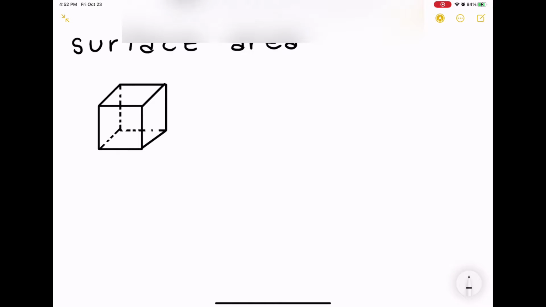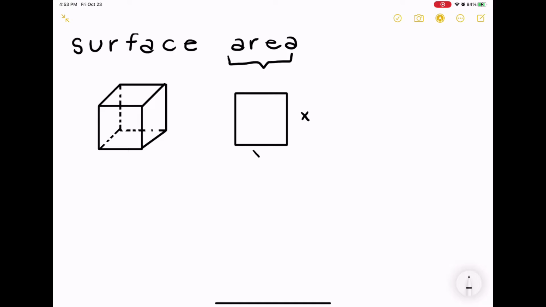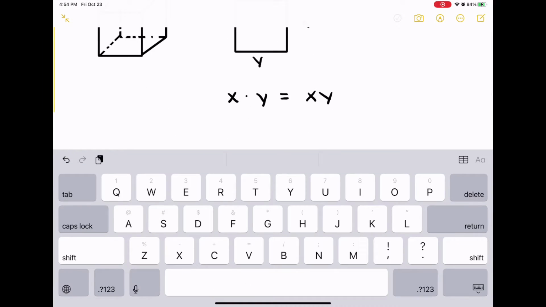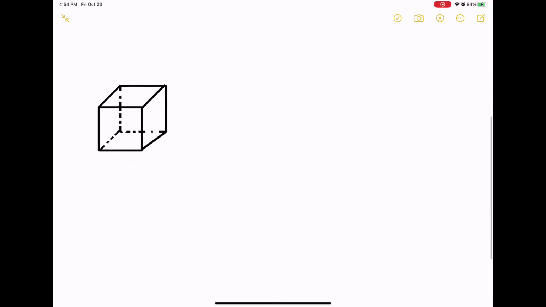Now let's talk about surface area. Before we do this, I want to break this down. Area, we know what area is. It's length times width. So let's say that length is x and the width is y, then x times y is equal to xy, which is the area. Now surface area is a lot different than area. So let's go ahead and see what surface area means.